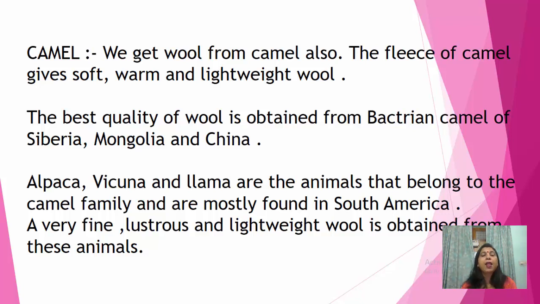Alpaca, vicuna and llama are the animals that belong to the camel family and are mostly found in South America, and we also get wool from these animals, and this wool is also fine, lustrous and lightweight. Got it? So alpaca, vicuna and llama, these three are animals that belong to the camel family. They're actually not camels, they belong to the camel family. They are found in South America, and a very fine, lustrous and lightweight wool is obtained from these animals.